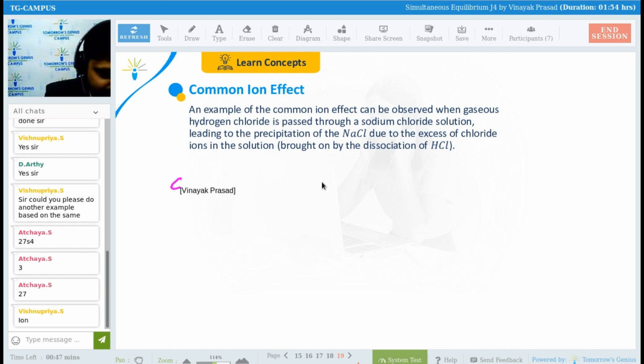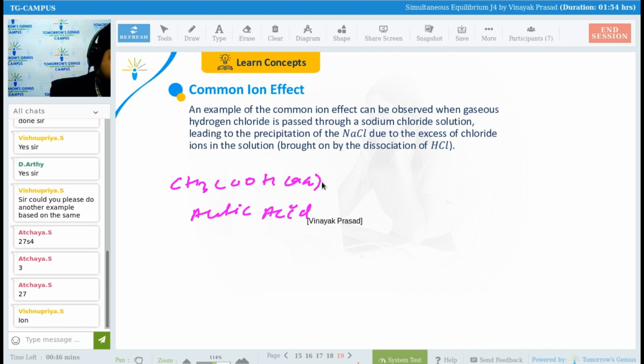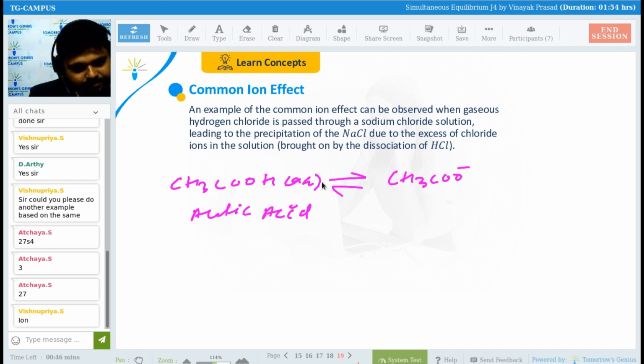See, let's suppose we are having CH3COOH in aqueous solution. This is acetic acid, a weak acid, right? In equilibrium, it will dissociate into CH3COO minus ion and H plus ion. It will be giving H plus ion concentration. Is it fine for everyone?